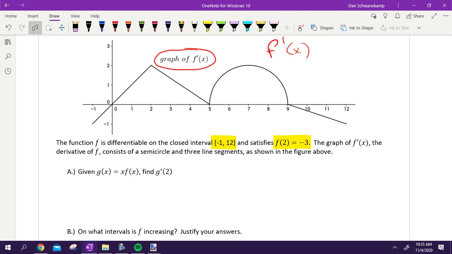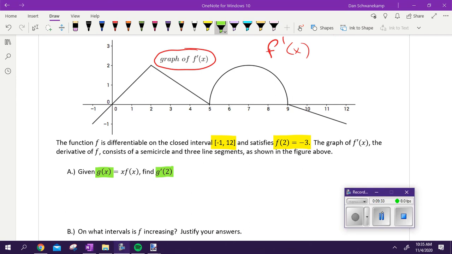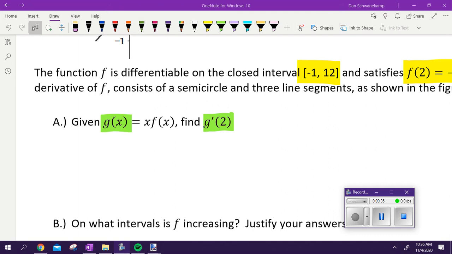Letter A says, given g of x equals that thing, we want to find g prime at 2. So they gave me g, and I want to find g prime. What do I need to do with that g equation to find g prime? Take the derivative. Do that with your neighbor. What's the derivative of g of x?